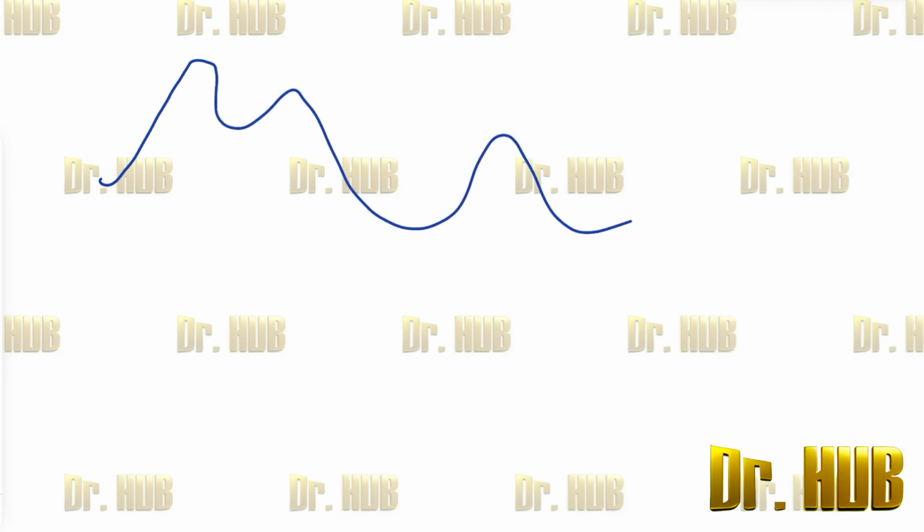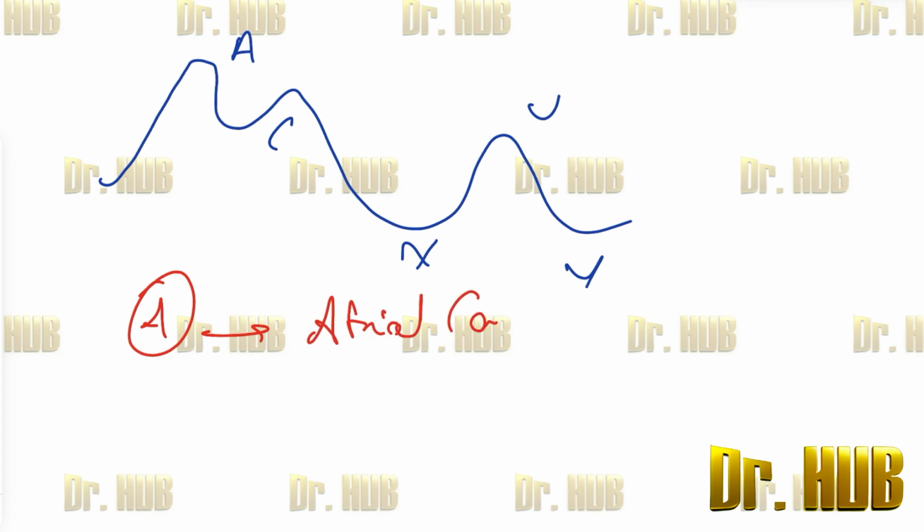Next, we move on to the JVP and its abnormalities. This is roughly how the JVP looks. You have the A wave, C wave, X descent, V wave, and Y descent. What does each correspond to? The A wave stands for atrial contraction.